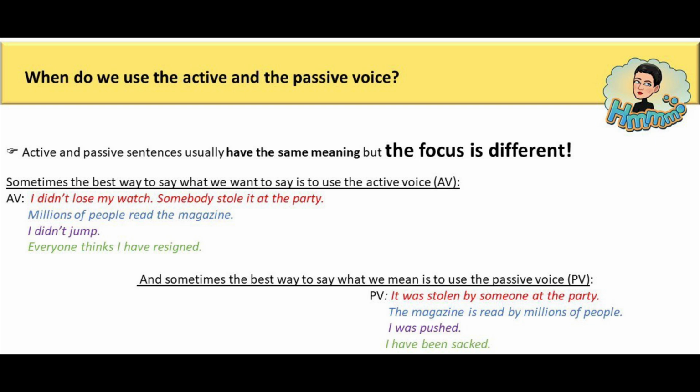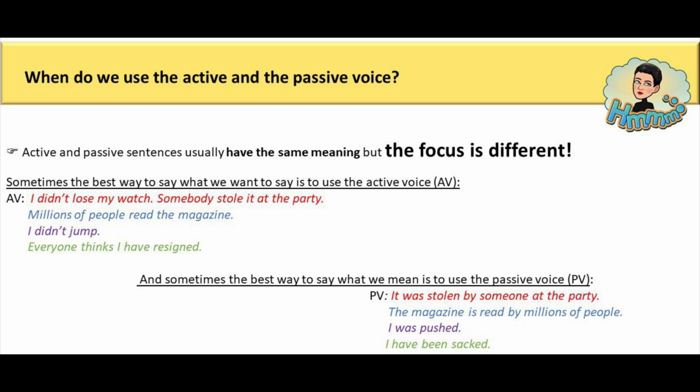And the second? "Millions of people read the magazine." And the fact is you're drawing attention to the number. It's a very large number of people who actually read the magazine. So again, it's emphasizing the fact that a lot of people do read this magazine. If we use the passive, then we have "the magazine is read by millions." We use the passive because the focus is on the magazine. Correct.